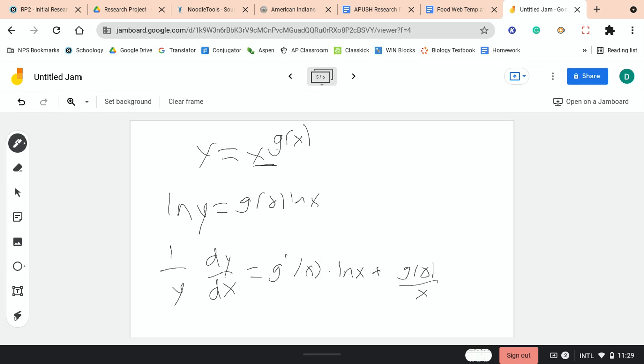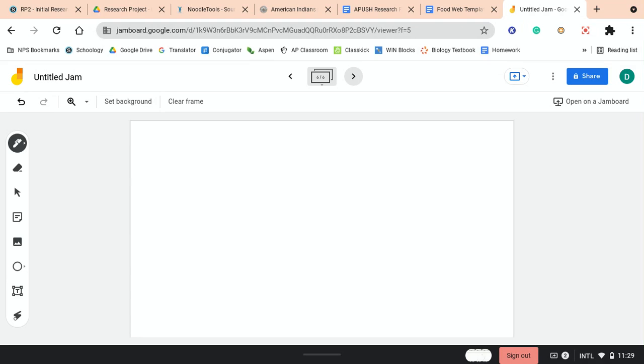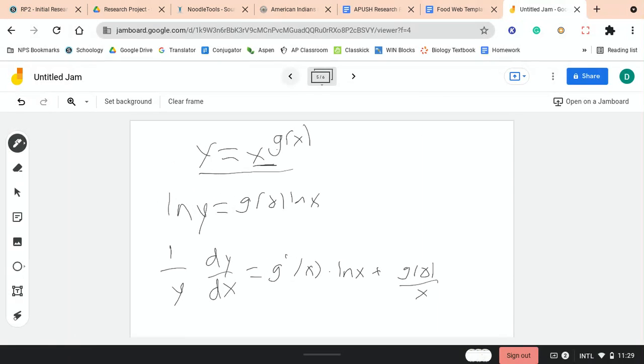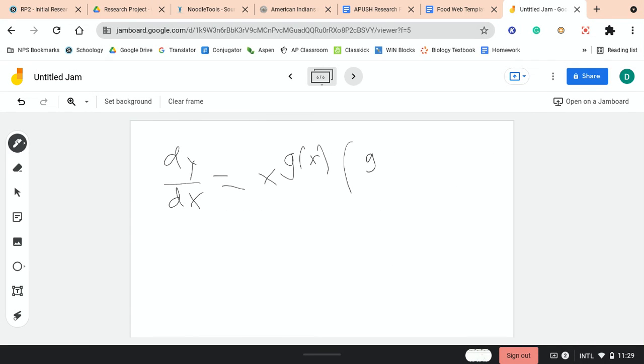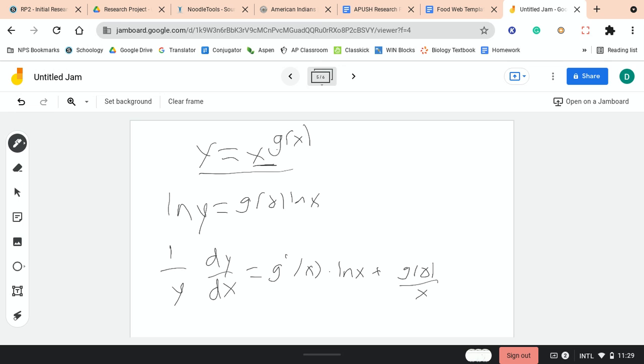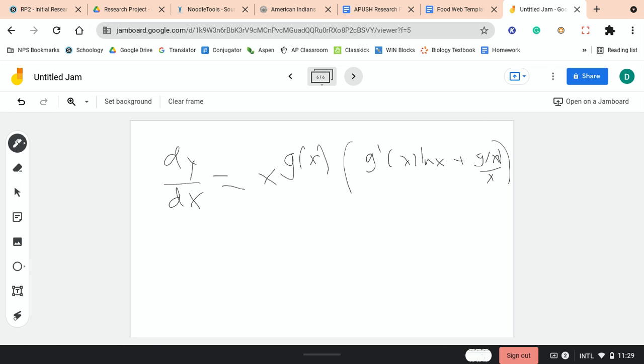All right, so I'm not going to simplify this case. y equals x to the g of x. So I'm going to multiply both sides by y, but instead of writing y, I'm going to write x to the g of x. So we get dy over dx equals x to the g of x times g prime of x ln x plus g of x over x. That should be the answer. Yep. All right, so that is the derivative of a function in the form of x to the g of x.